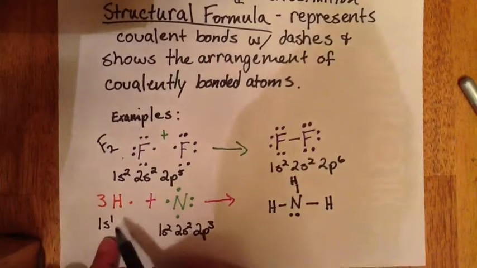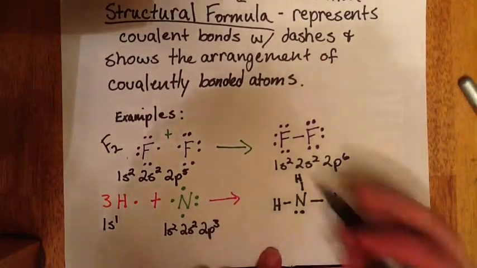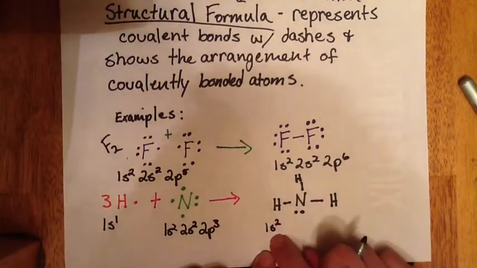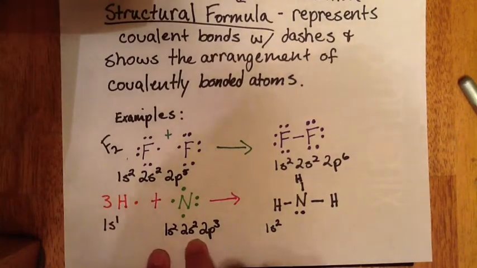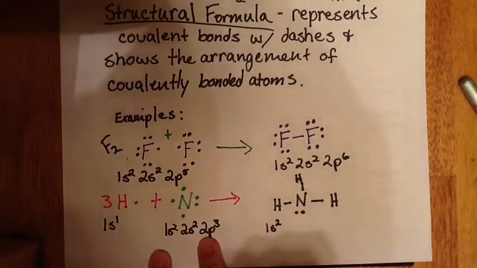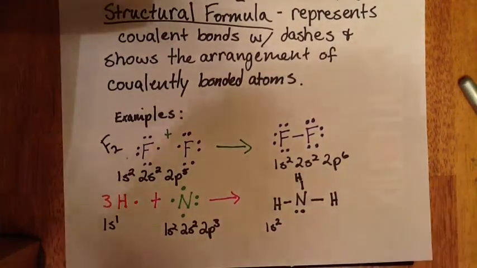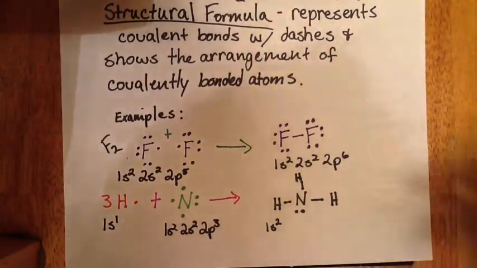And so remember that hydrogen was a 1s1, and now that he's sharing 2 electrons, he's a 1s2, and that's like helium, and that's what he wants. Nitrogen, on the other hand, is 1s2, 2s2, 2p3. That's his electron configuration before bonding. Now after bonding 3 times, he has the electron configuration of nitrogen's green.